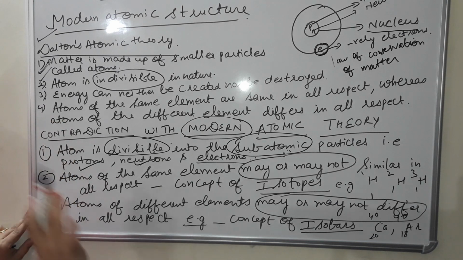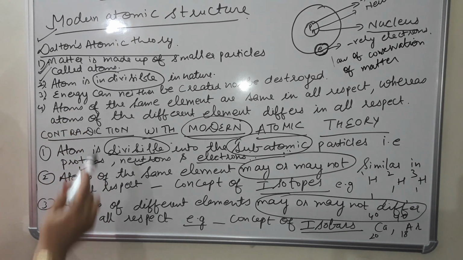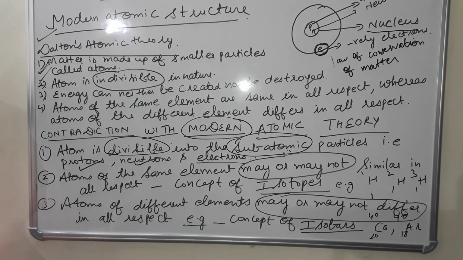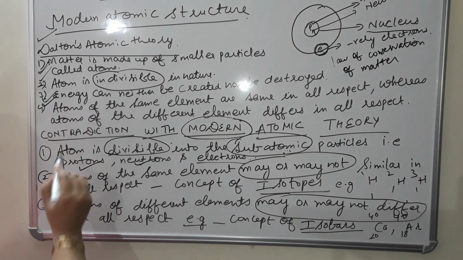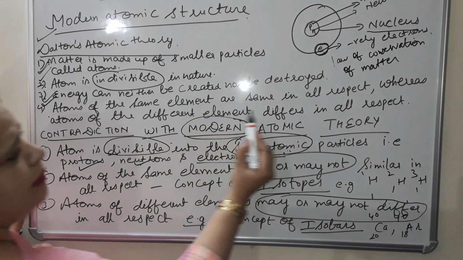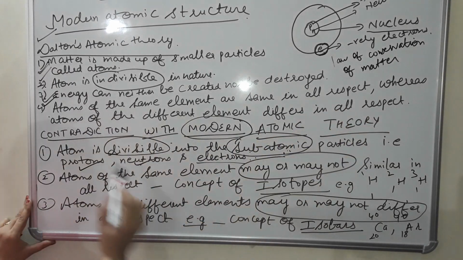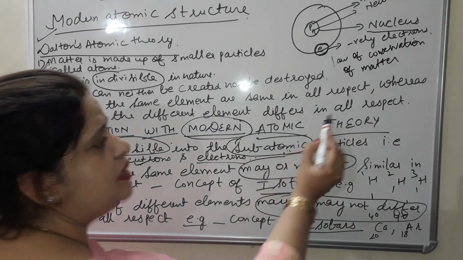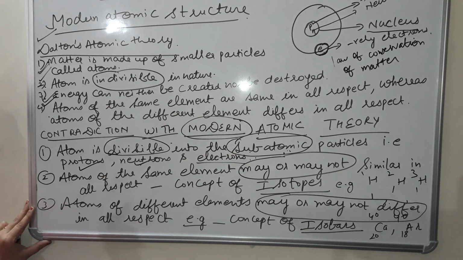Third point also there is no problem, as he only said that according to law of conservation of matter, energy can neither be created nor be destroyed. So this point is also correct. Now in the fourth point, John Dalton said that atoms of the same element are same in all respect, whereas atoms of the different element differ in all respect. But this point was contradicted. इस point पे भी objection उठाया गया, contradict किया गया इसको. And modern atomic theory states that it is not necessary.